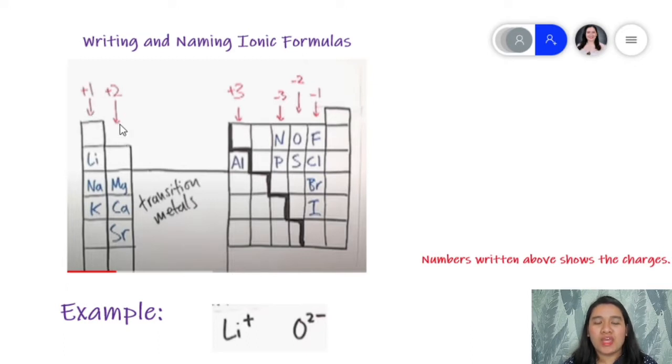For group 2, they have the positive 2 charge. The next group has the positive 3 charge, followed by the positive 4. Starting from nitrogen below, they have a negative 3 charge. For the oxygen group, they have a negative 2 charge. And fluorine, they have a negative 1 charge. As you can see, as we go to the right, the elements become more negative.